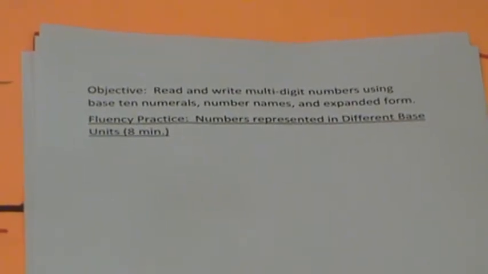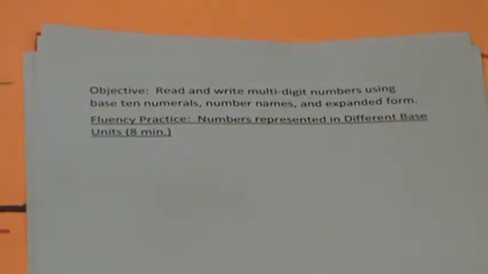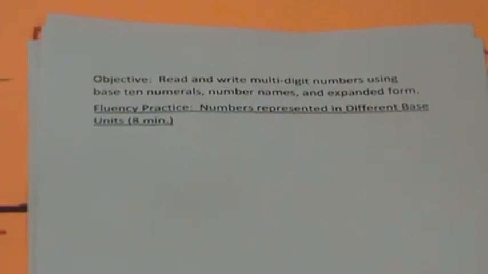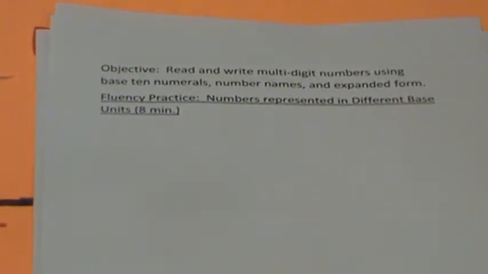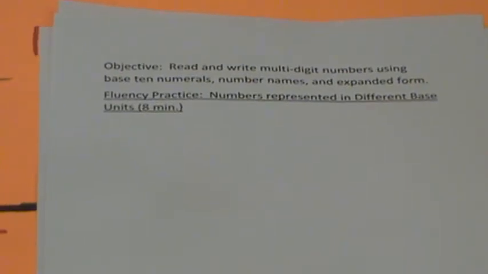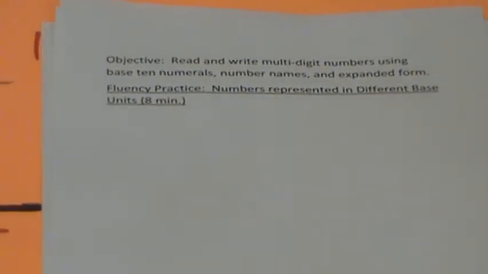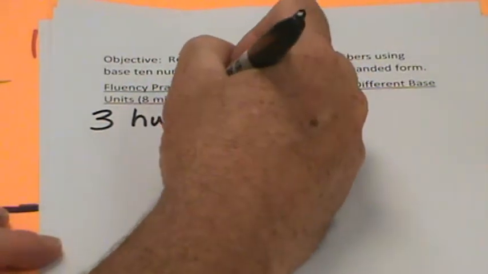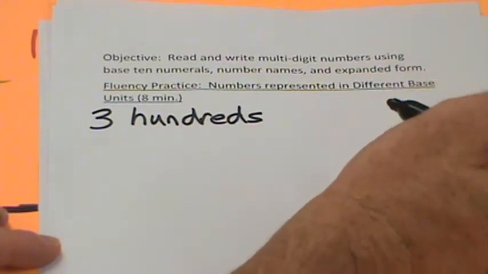Okie doke, let's get started with our objective. What is our objective? Well, our objective is to read and write multi-digit numbers using base 10 numerals, number names, and expanded form. Wow. Let's try to figure out what that's going to entail, because I bet some of those words are new to you, like expanded form. Well, let's start out with this. This is what we call unit form. Not uniform, but unit form.